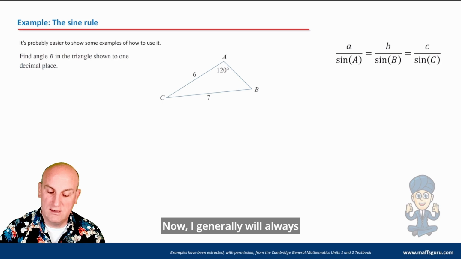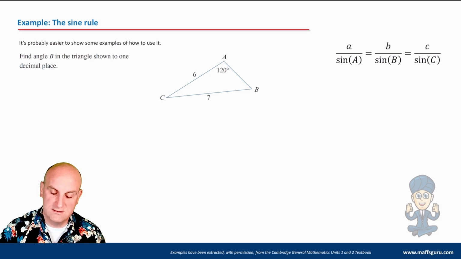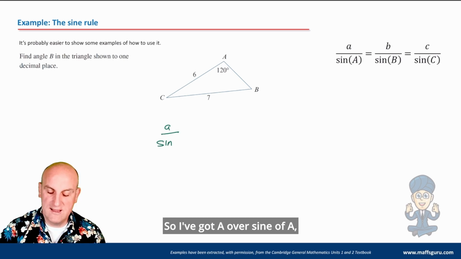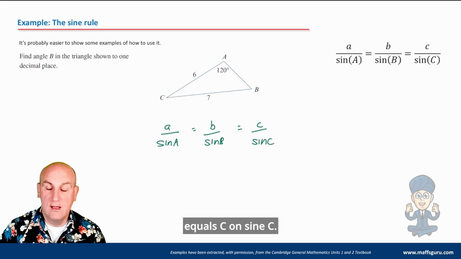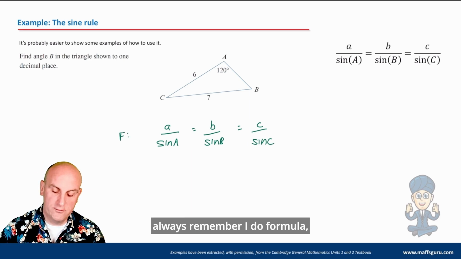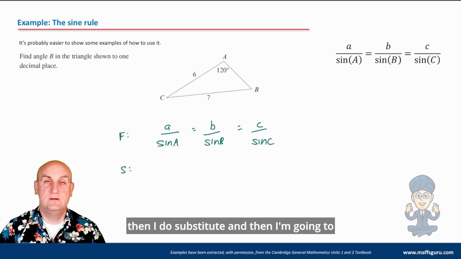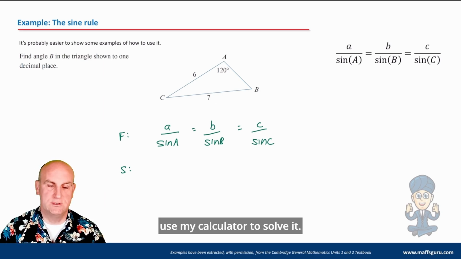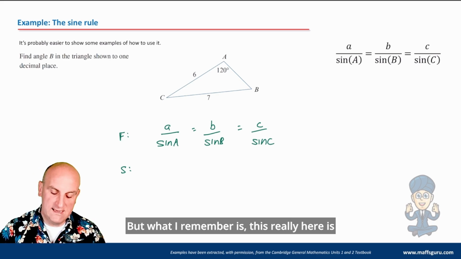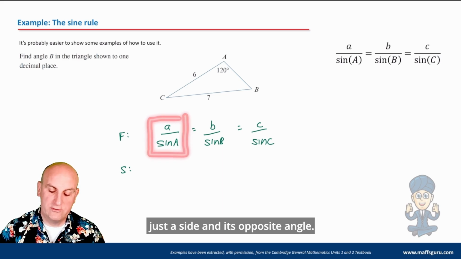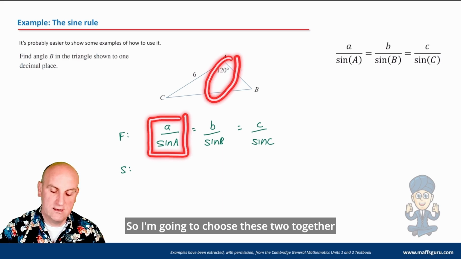Now I will always write down my formula first. So I've got a over sine A equals b over sine B equals c over sine C. I always remember I do formula, then substitute, and then use my calculator to solve it. Now, the a, b and c is just for the formula. What I remember is this is just a side and its opposite angle. So I'm going to choose these two together and match them up.